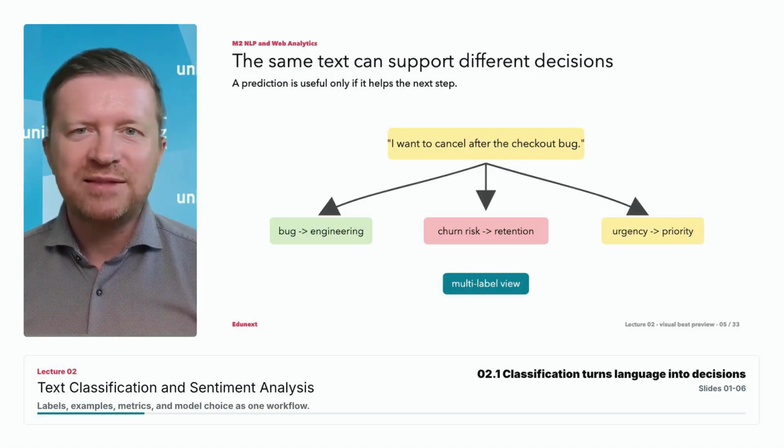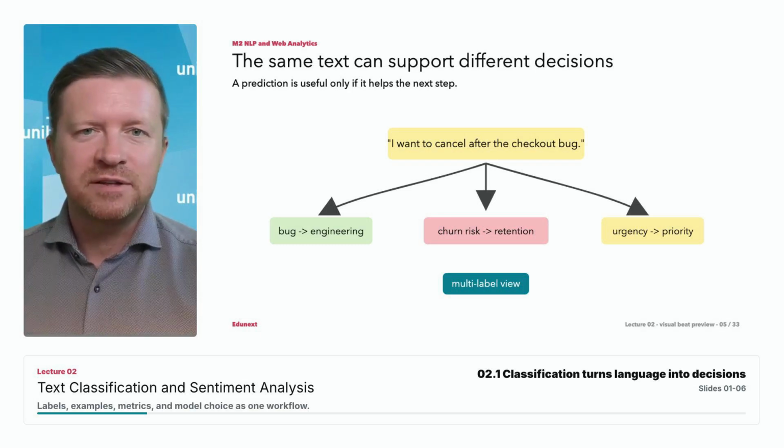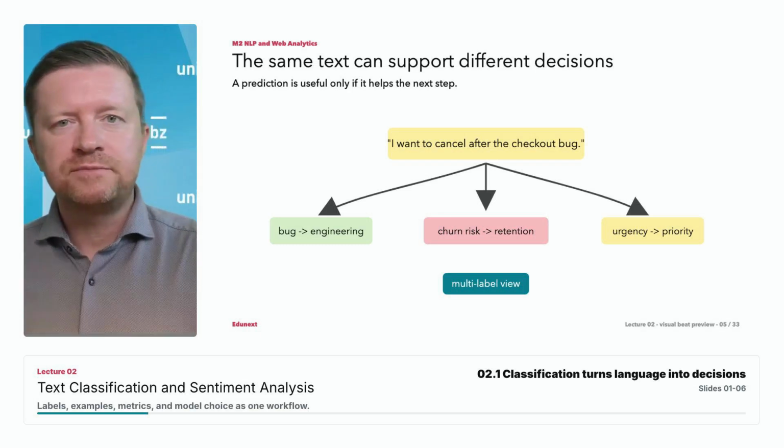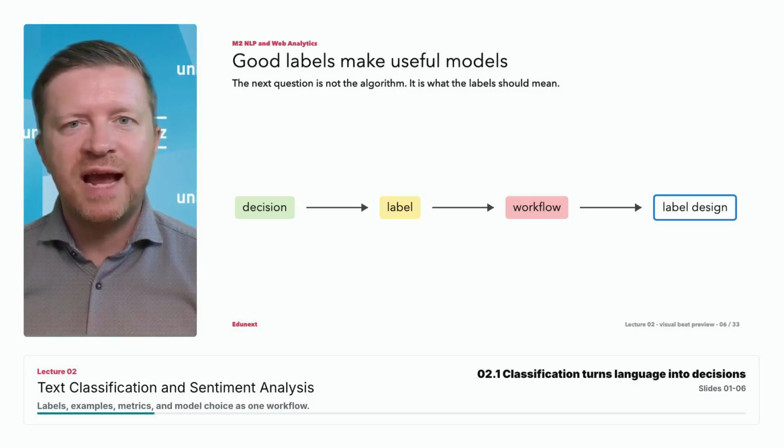So the first practical rule is this. Before choosing the algorithm, define the decision. What should the system do when it sees this kind of text? Once that is clear, the labels become much easier to reason about. And that brings us to the next question. What should those labels actually mean?